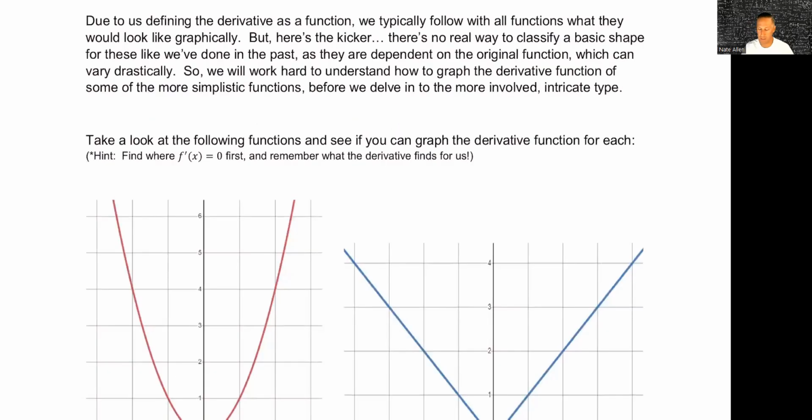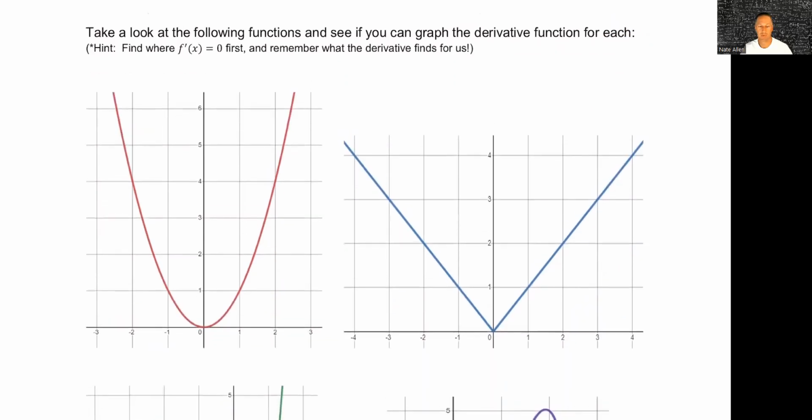And because we can now classify the derivative as a function, well then what follows are the graphs of functions. But of course, because we're going to be dealing with a bunch of different functions, there's not really a way to find a basic shape like we've done in the past. Because as you can see here, there's several different types of functions.